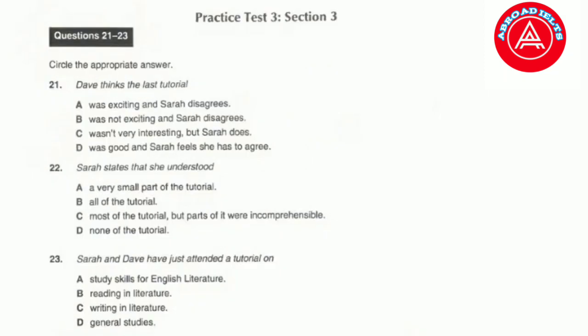Now turn to section 3. Section 3. You're going to hear a conversation between 3 students about a tutorial 2 of them have just had. First, look at questions 21 to 23. For these questions, there are 4 alternatives, A, B, C, and D. Decide which alternative is the most suitable answer about what you hear and circle the appropriate letter.